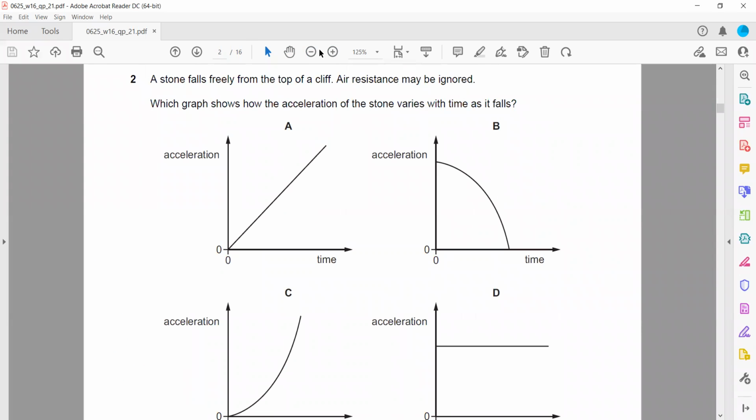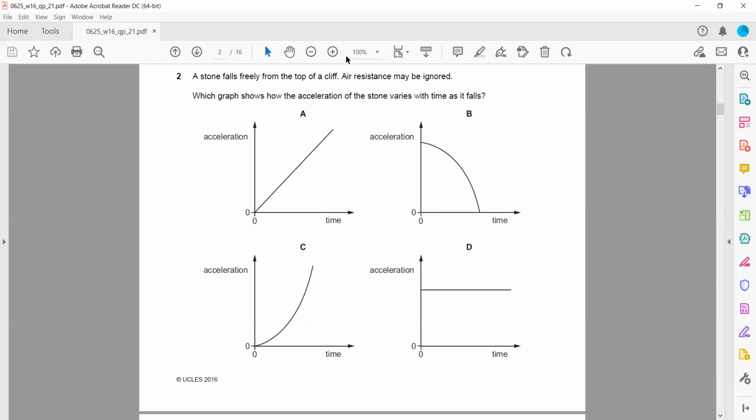A stone is falling freely from the top of a cliff. Air resistance is ignored. Whenever we ignore air resistance for a falling object, acceleration is constant. So the graph for acceleration against time, because acceleration is due to gravity, which is 9.8, or rounded off to 10 meter per second square. At A, acceleration is increasing, because you can see on the y-axis we have acceleration, so the value of acceleration is increasing. For B, the value of acceleration is decreasing, so it cannot be B.